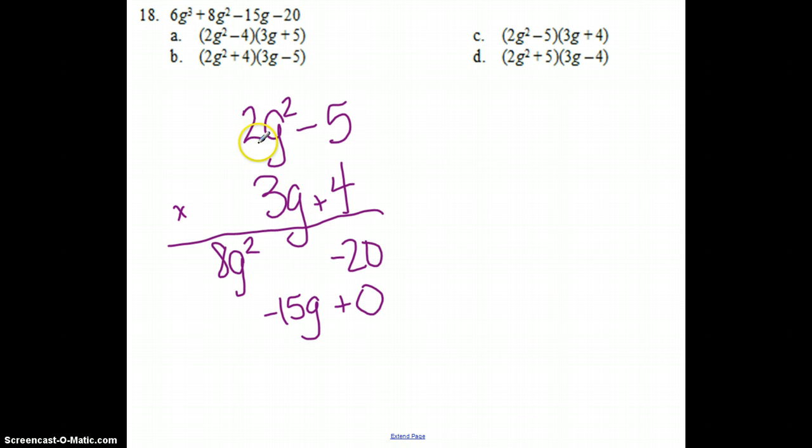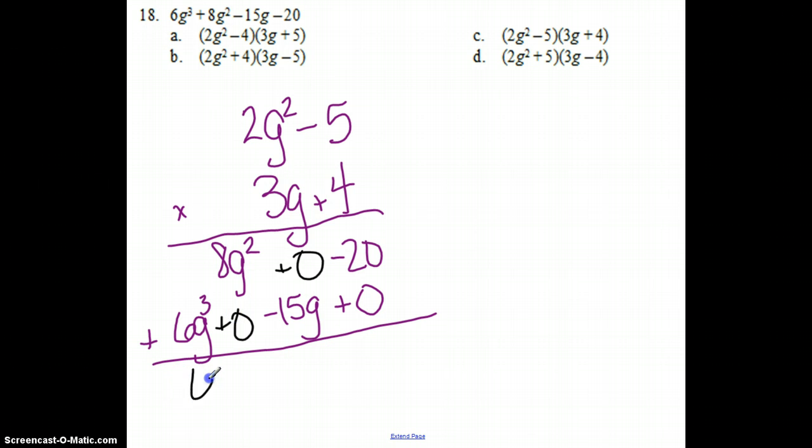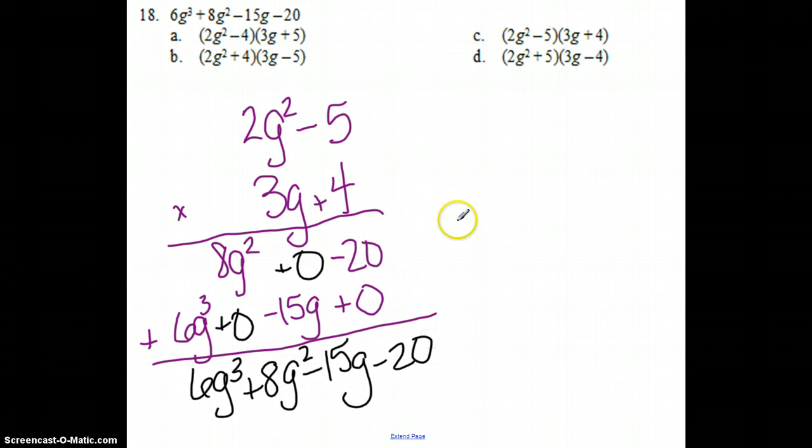And 3g times 2g squared is going to be 6g cubed, which would have to be over here if I wanted standard form, because that means in these spots I could add zeros. So 6g cubed plus 8g squared minus 15g minus 20. So if I know that this matches this, answer C. Now I could go through one at a time and do those, but C is the only one that's going to give you that kind of an answer.